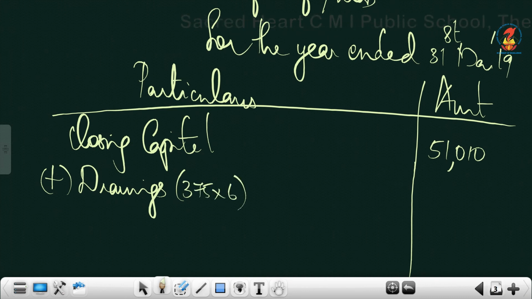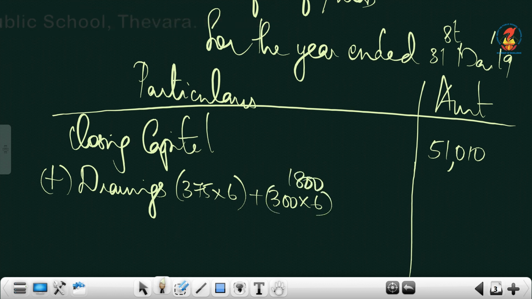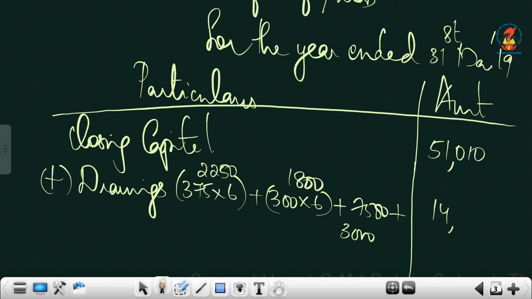First half of the year means for 6 months. Then 300 for the next 6 months. So that will be 300 into 6. 1,800, and this is 2,250. Then we have like 7,500 he has withdrawn for his daughter's marriage. That is also drawings. Then 3,000 is also drawings. So altogether it is 14,550 your drawings amount which is to be added.